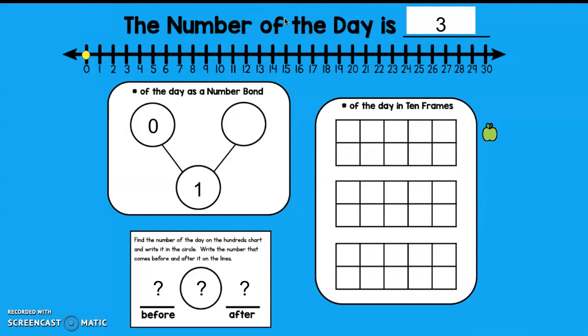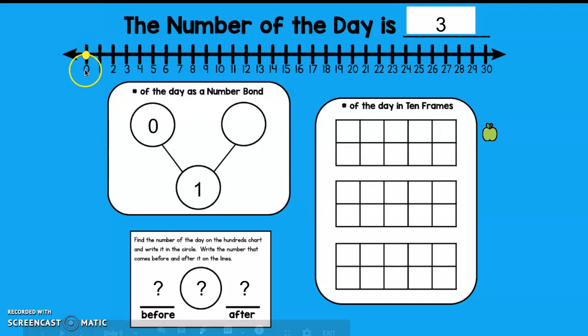Let's look at our number of the day. Since today is the third day of school, our number of the day is the number 3. So we have to represent it on the number line. We're going to represent it in the 10 frame. We're not going to do the number bonds yet, but we will look at what number comes before and what number comes after. So let's see. Do you see the number 3 on our number line?